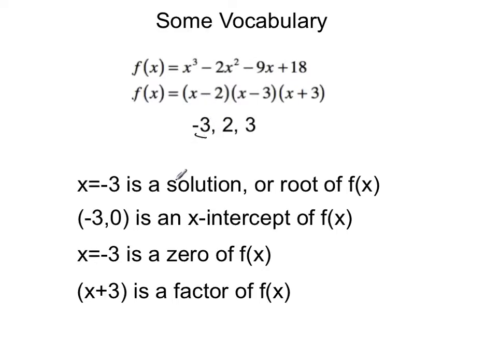Okay, these represent the values that make the function 0. (-3, 0), you'll notice, is an ordered pair. It's an x-intercept of f of x. x equals negative 3 is also a 0 of my function. And then finally, based upon this 0, x plus 3 has to be a factor of my function. So your factors are always x minus the 0. Those are the factors of your function.